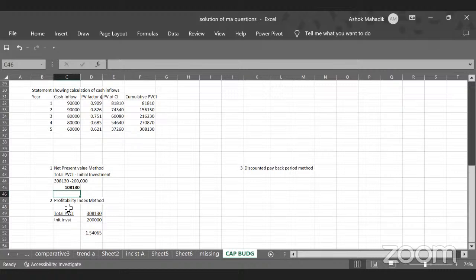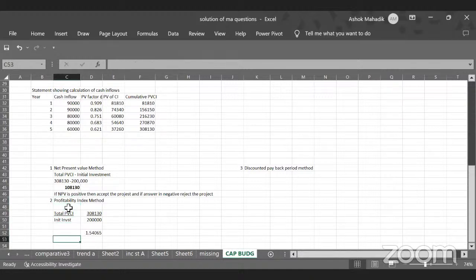So here in the first method, if your answer is positive, if it is a surplus, you accept the project. Okay. If NPV is positive, then accept the project, and if the answer is negative, reject the project. Okay, you have to write this sentence, students. Half a mark for writing this sentence.